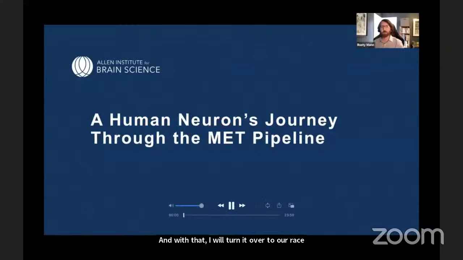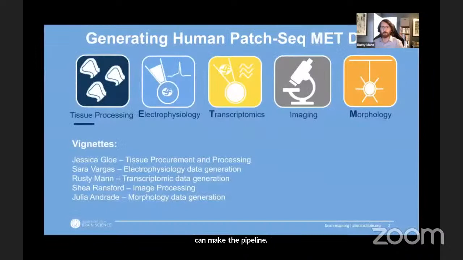Hello, everyone. My name is Rusty Mann, and today my colleagues and I will be talking about the human PatchSeq MET pipeline and how research associates here at the Allen Institute collect data from a human neuron as it progresses through the PatchSeq MET pipeline. So today we'll follow a single human neuron from our recent human PatchSeq paper as it moves through the MET pipeline, starting with tissue processing and then proceeding through electrophysiology, transcriptomics, imaging, and then finally morphology. So I'll now hand off to Jessica to start us off with tissue processing.